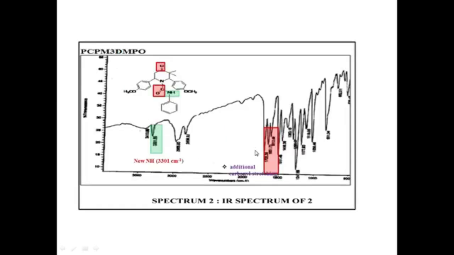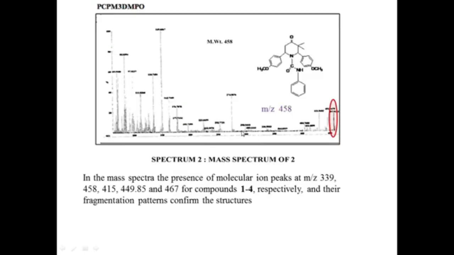Another one is the derivative, the phenyl carbon compound. Here I substituted the NH, so the NH disappears and a new NH appears at 3301 cm⁻¹. And for 1600 and 1700, additional carbonyl stretching vibrations appear in two ways. So we can easily find out there are two carbonyl groups and an NH group in this derivative compound. Another one is mass spectroscopy.